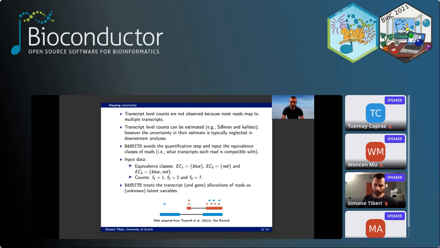Now, in this example, where you have two transcripts, one read here is compatible with the blue transcript only, two reads are compatible with the red one, and seven reads are multi-mapping reads that are compatible with both blue and red transcripts. So in Bandit, what we do is to treat the allocation of these seven multi-mapping reads as a latent state, which is basically a parameter that we sample within our model. And we do that both for transcript, but also for gene allocations in case reads are compatible with multiple genes.